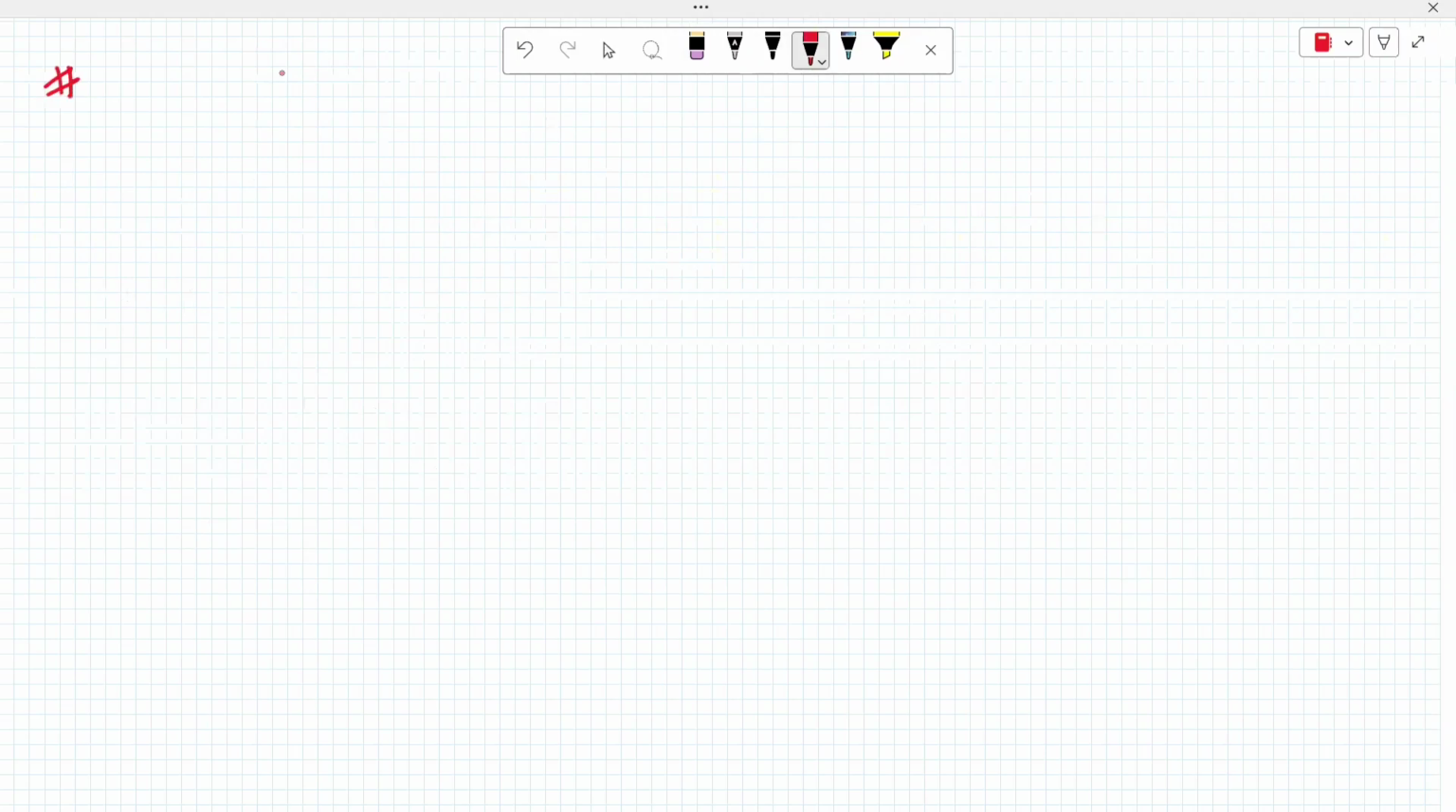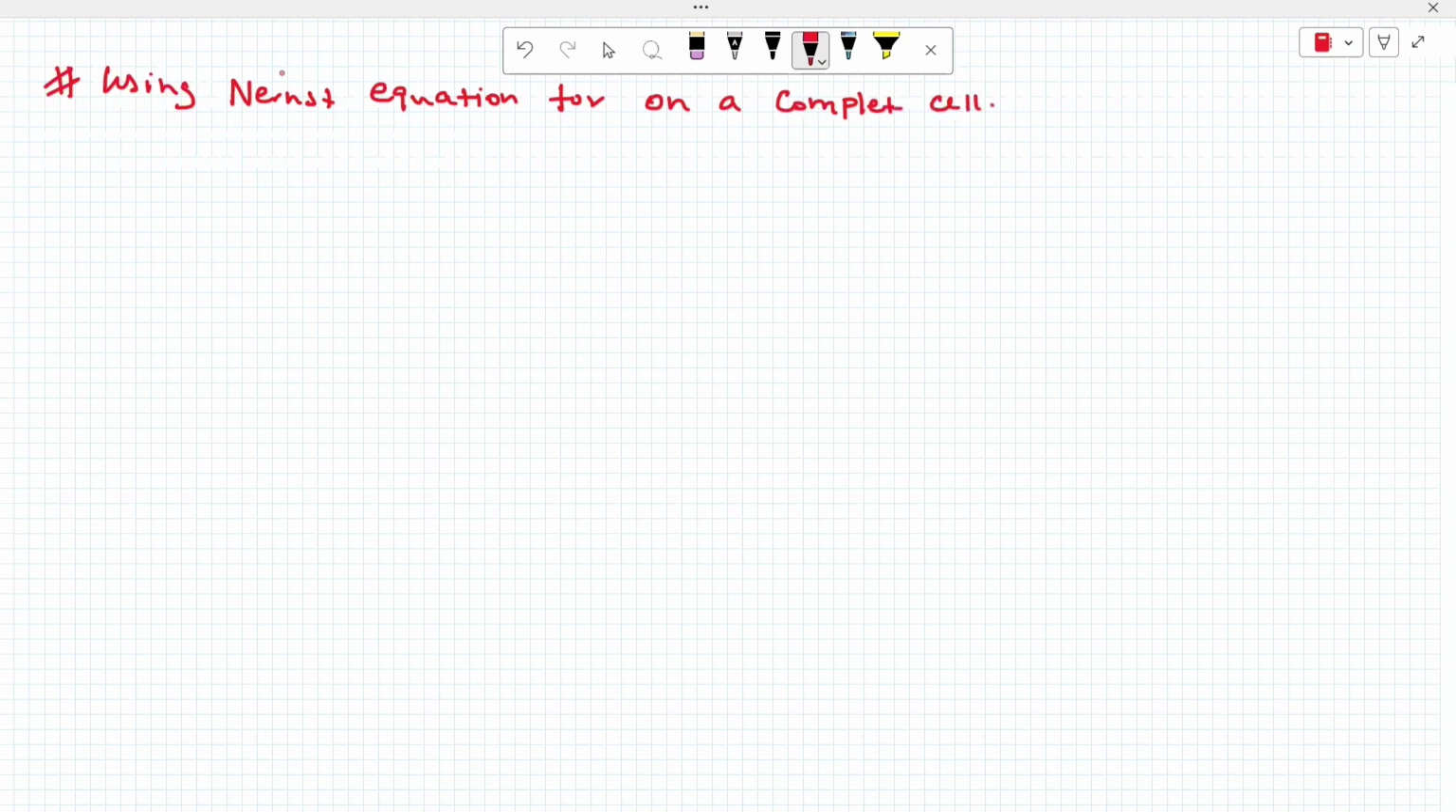Listen, this is using Nernst equation for a complete cell. Okay, I start from Daniel cell. It's a simple one. For Daniel cell, tell me, which is anode and which is cathode?